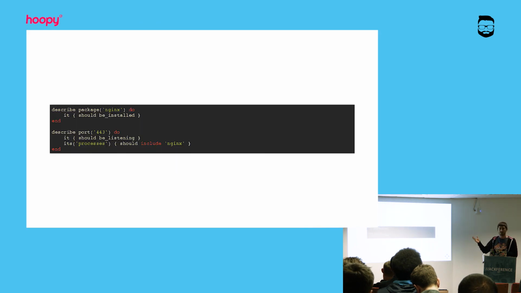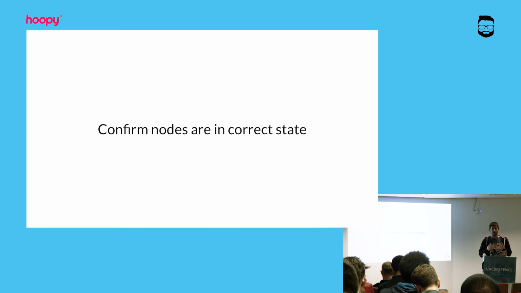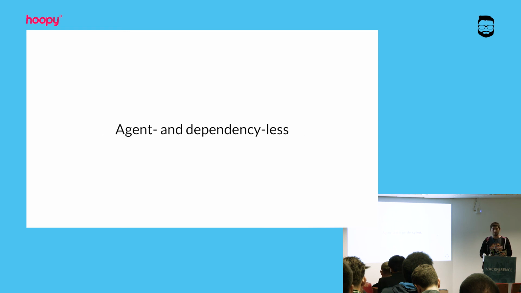So this is what InSpec looks like. It's written to be a human readable and potentially also non-technical readable way of describing compliance and audit. So it's not actually built for Chef. It can be used across anything. It basically confirms that all your nodes are in the right state without installing anything. So it's completely agentless, uses just the operating system software, and checks on it.